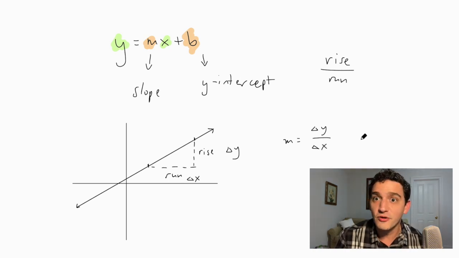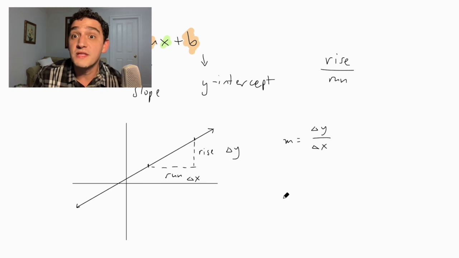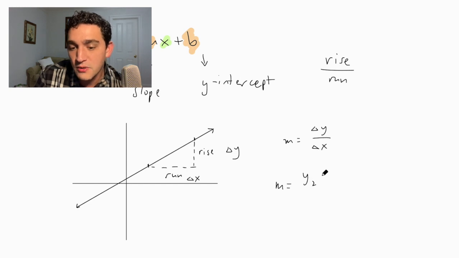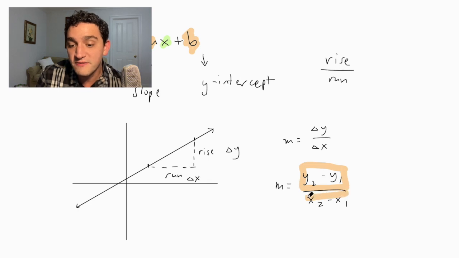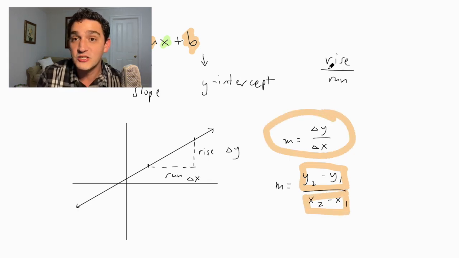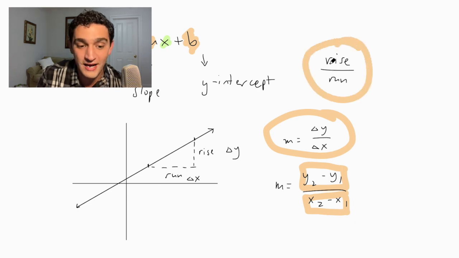Another method you may have learned to find slope is using something called the slope formula. The slope is always going to be y2 minus y1 over x2 minus x1. In other words, the difference between the y values over the difference between the x values. Pretty much the same thing as delta y over delta x, or rise over run.